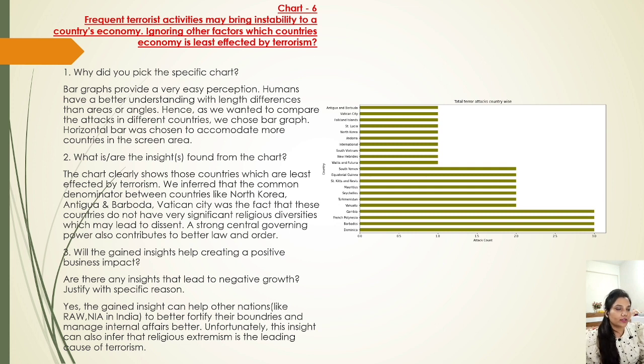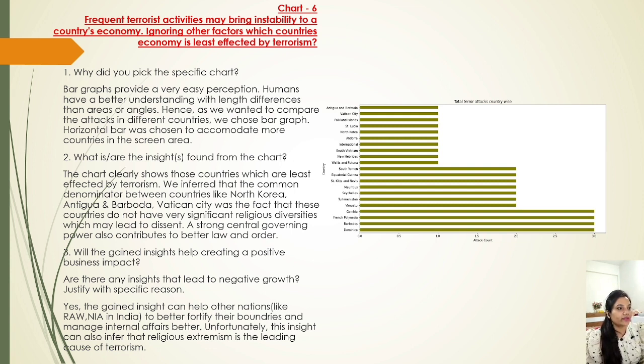So here we are at chart number 6. Frequent terrorist activities may bring instability to a country's economy, ignoring other factors. Which country's economy is least affected by terrorism? So here we are finding out the least affected country, which means the country which has the lowest number of terrorist attacks. So we can say the safest country.